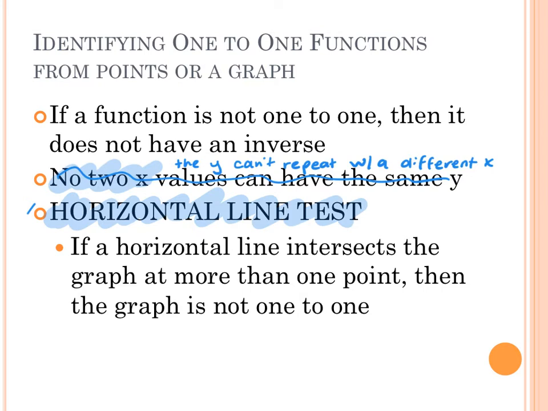And then there's one more way to test, which is the equation, which we'll get to in a minute, okay? But in order for these to be 1-to-1 functions, they have to pass the function rules. Then they have to pass the 1-to-1. So 1-to-1 just means it has an inverse, okay? So it can't have an inverse if it's not 1-to-1, and that would be if the y repeats with a different x or if it fails the horizontal line test.